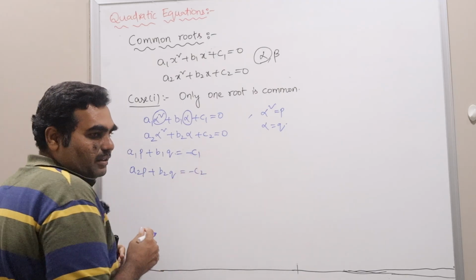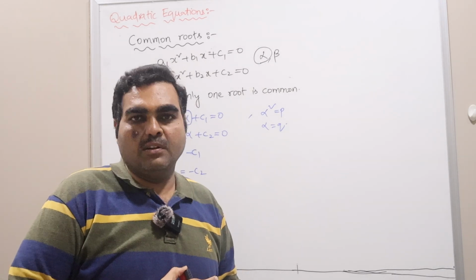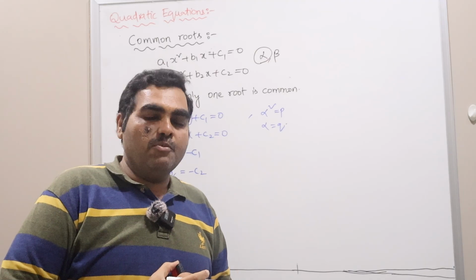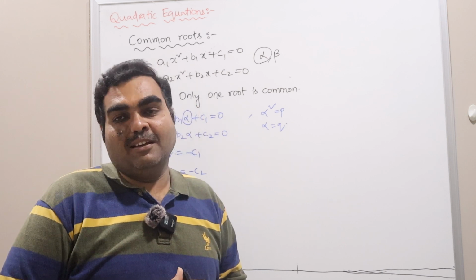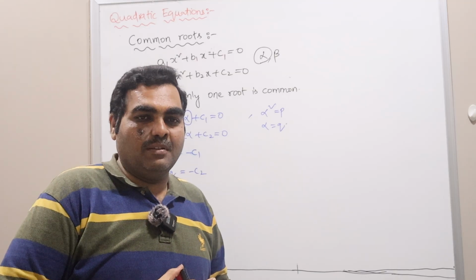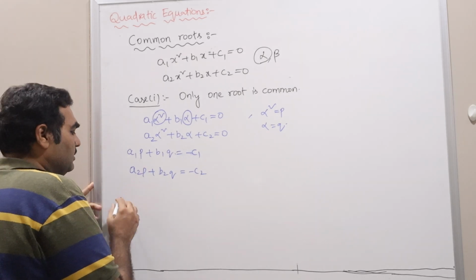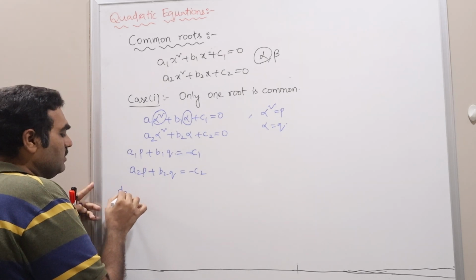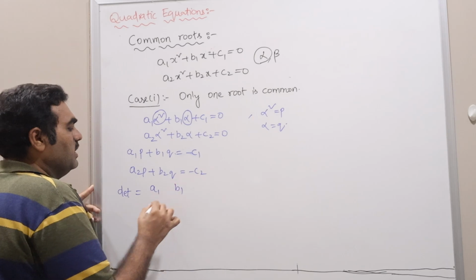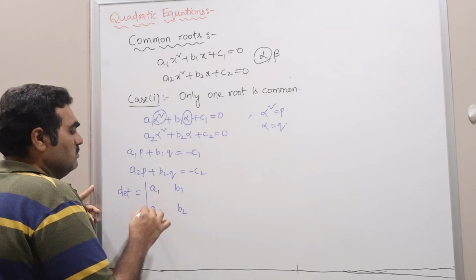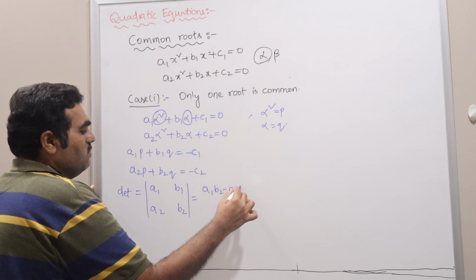I hope those of you studying 11th and 12th standard in various state boards, CBSE or ICSE, are familiar with some matrix based method, sometimes also called the cross multiplication method. If you apply Cramer's method, first we find the determinant, which is a1 b1 a2 b2. This is given by a1 b2 minus a2 b1.